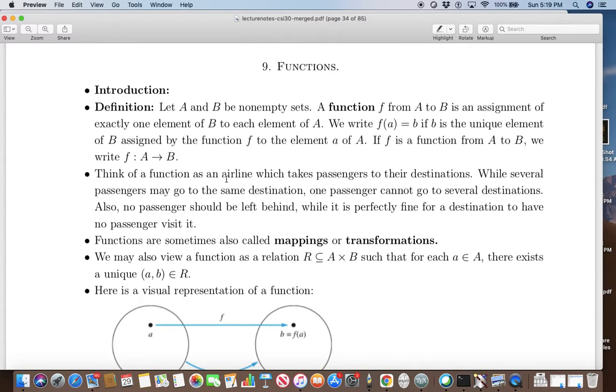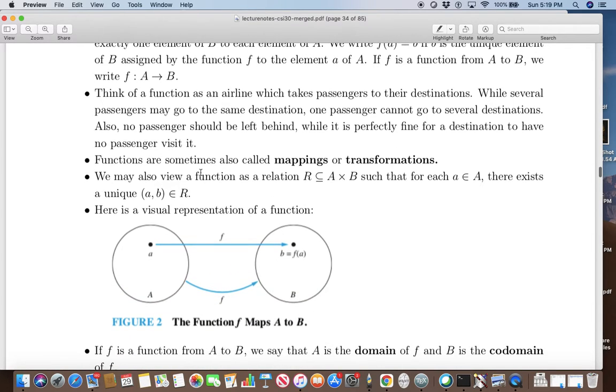Think of a function as an airline which takes passengers to their destinations. While several passengers may go to the same destination, one passenger cannot go to several destinations. Also, no passenger should be left behind, while it's perfectly fine for a destination to have no passenger visited. Functions are sometimes also called mappings or transformations.